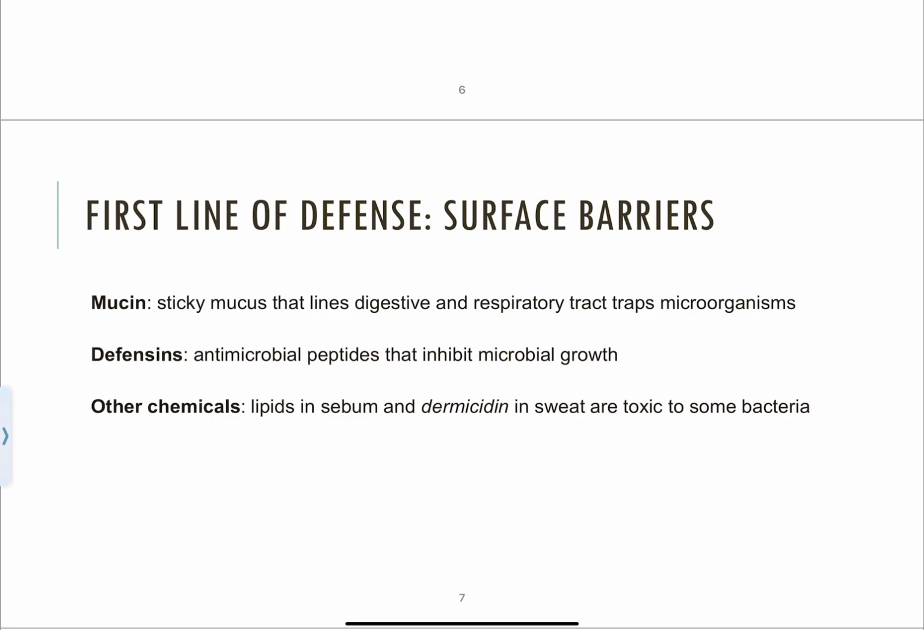We also have defensins. Defensins are basically antimicrobial peptides. These are really important because they're able to go in and poke holes into a bacterial cell membrane. If you poke holes into a bacterial membrane, it can no longer regulate its internal environment from its external environment, so it causes the bacteria to lyse and die. It's also really effective at helping control fungal colonization. And then we have some other chemicals, like lipids that are present in our sebum and dermcidin, which is in our sweat. Both of those are toxic to bacteria.